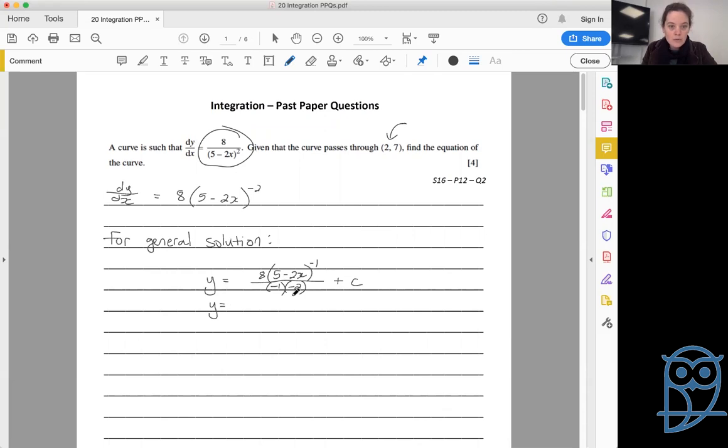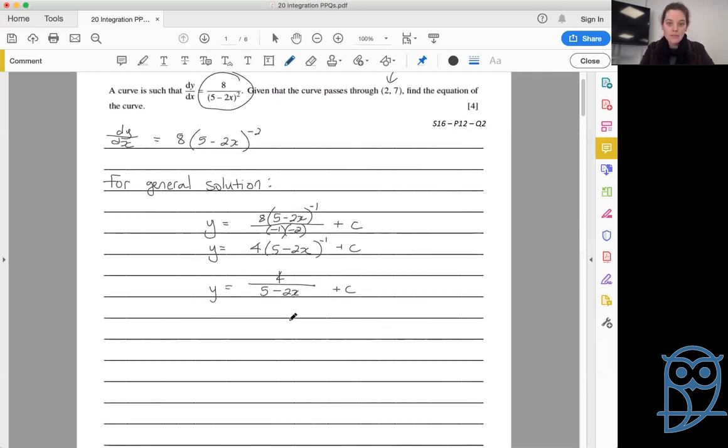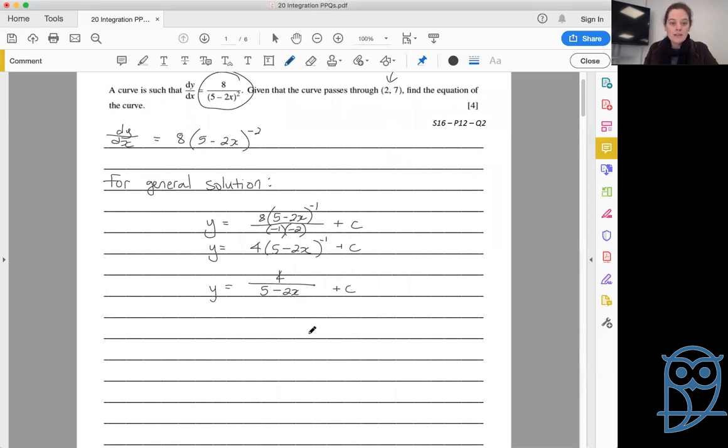So y equals 8 divided by 2 is 4 times (5 minus 2x) to the minus 1, plus c. And we are aware that the next thing we're going to do is look at that particular solution, which means we're going to be doing a bit of algebra. So we want this now in algebraic form. 4 over (5 minus 2x) plus c. Now we're ready to calculate that value of c using the point that they gave us.